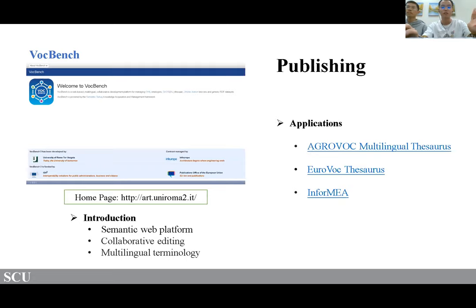It's a semantic web platform for collaborative editing and multilingual terminology. It has a wide range of applications such as AgroVoc multilingual thesaurus, EuroVoc thesaurus, and Infomia. By using Workbench, a lexical database of semantic relations between words is established.